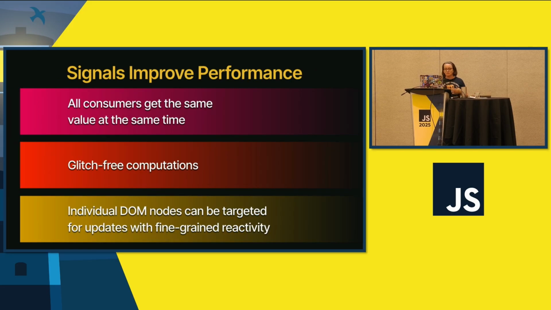All right, so signals improve performance because all the consumers get the same value at the same time. We get glitch-free computations, so we don't have to rerun it to make sure that it's right. And individual DOM nodes can be targeted for updates with fine-grained reactivity. So in Angular, since signals tell you when something changed, we know something changed. So in Angular, we use zone to detect changes. Zone doesn't know what changed. Zone just knows that something happened. It's like, hey guys, something happened. Better go run all your code and figure out what. Signals gets us a way to say, hey, node number 5 just changed. I need you to go update that.